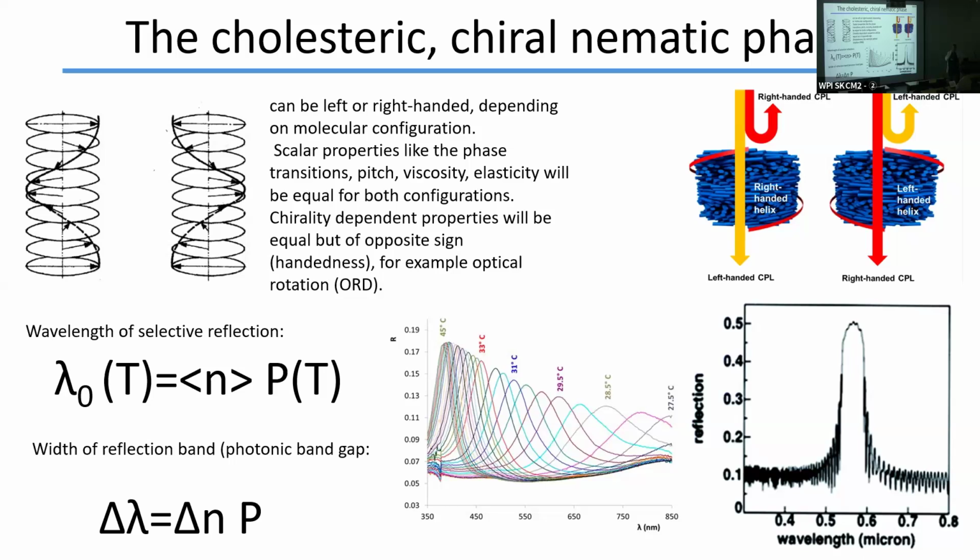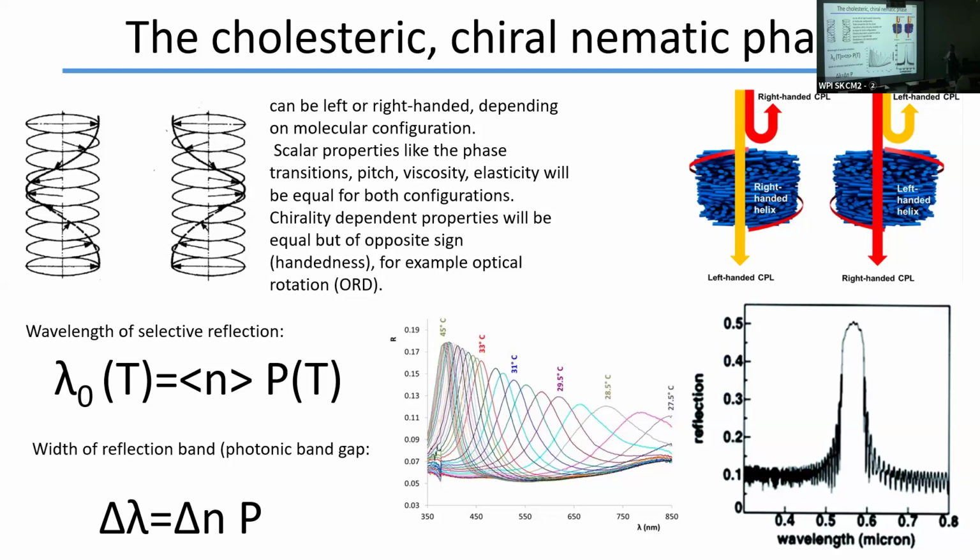But what you can tell is that there are optical phenomena related to this, and this is called selective reflection. So if you apply Maxwell's equations to a helical medium, then after a lengthy calculation, you will find that there is light being reflected from that helix. And the wavelength of the light that is reflected depends on the pitch, which is a function of temperature, and it depends on the average refractive index.